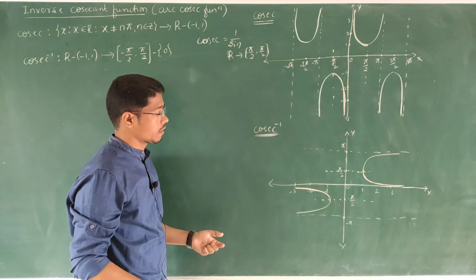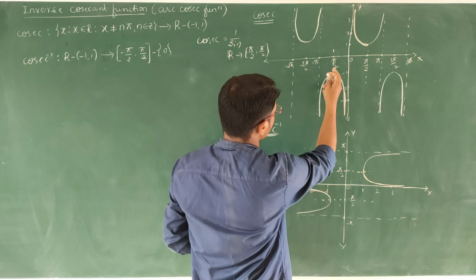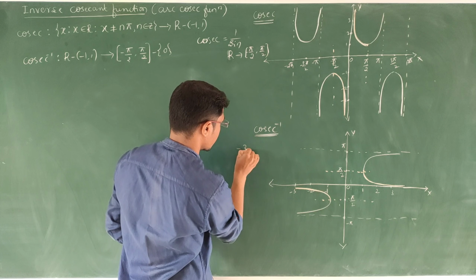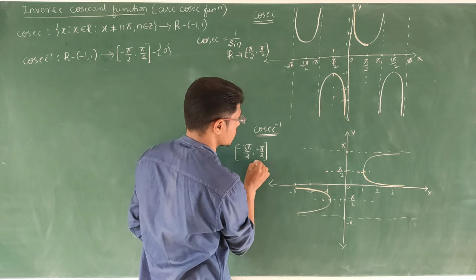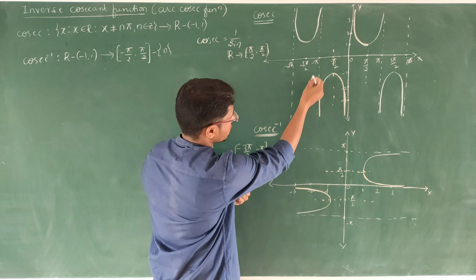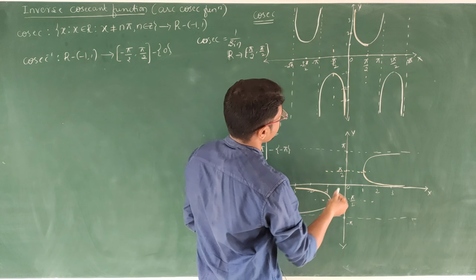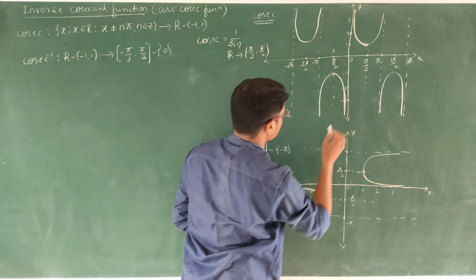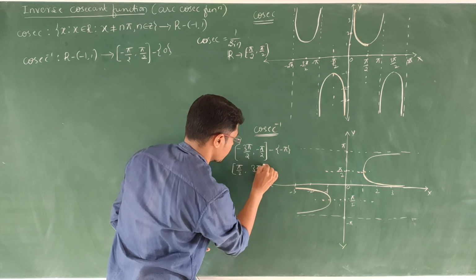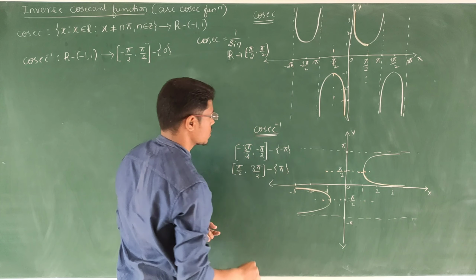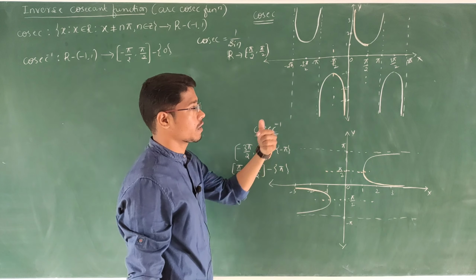Other than this, we can define other intervals, that is minus 3 pi by 2 to minus pi by 2 except minus pi, or else pi by 2 to 3 pi by 2 except pi. So these are the possible regions where cosec will become invertible. Other than this, we can define many more.